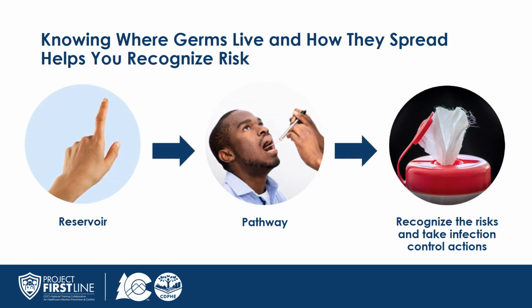Infection control actions at any one of the key points we just discussed can stop germs from spreading and causing infection. To make decisions about infection control, it is first important to think about where the germs are, which reservoir or reservoirs you are dealing with. Then, how the germs might get somewhere else, the pathway or the pathways. Then you can recognize the risk for germs spread to happen and do something about it by choosing the correct infection control action.